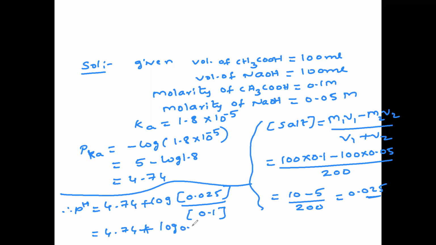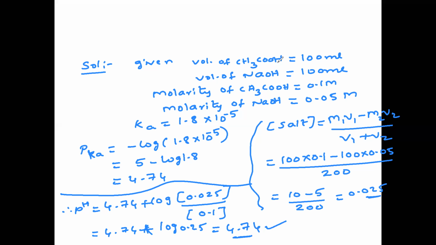log 0.25 is equal to minus 0.602, so it is 4.74 and it is less than 1. So the answer is 4.74. Log 0.25 value is a minus value, so we have to neglect it. So the answer is 4.74 because log 1 is 0, so it should be less than 0. So we should not consider this. So only 4.74 is the answer. In this way, you have to calculate. So please try to understand.